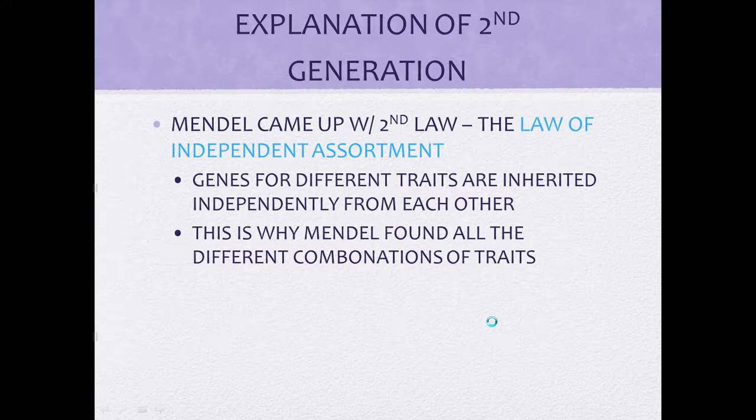Mendel then came up with his second law, which is the law of independent assortment. Genes for different traits are inherited independently from each other. This is why Mendel found all the different combinations of traits.